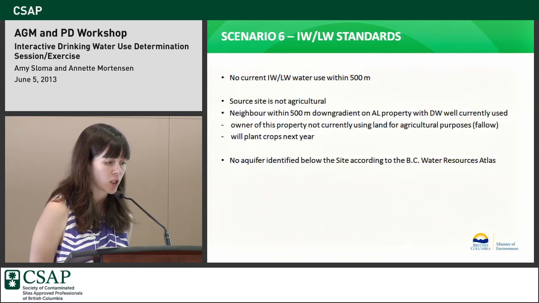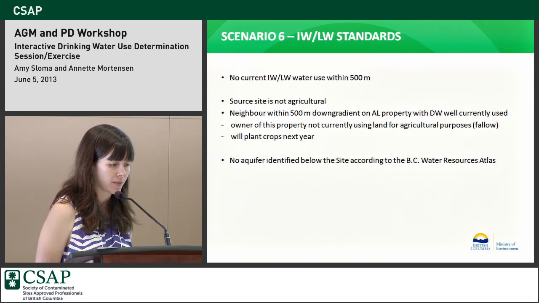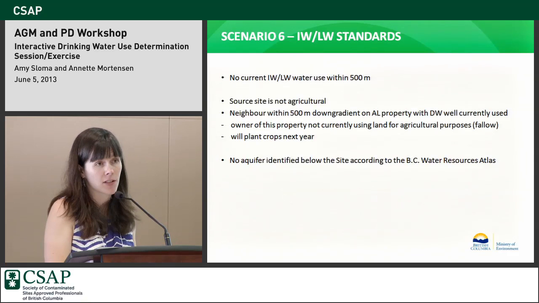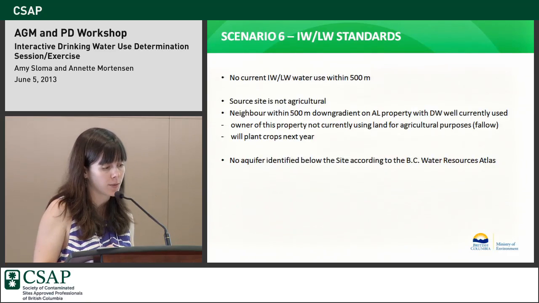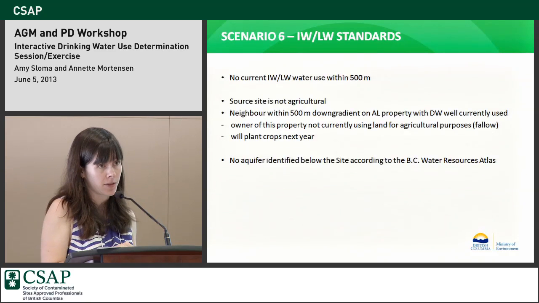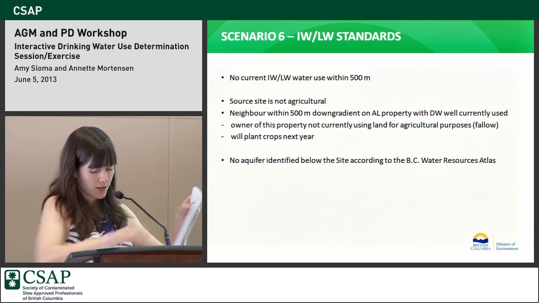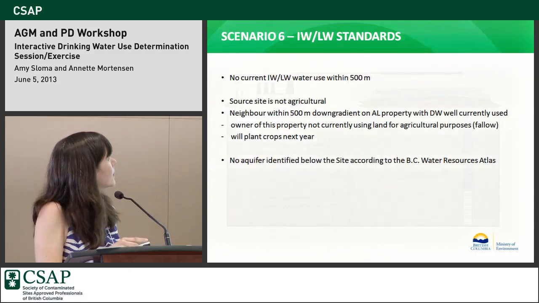But if you're not currently using it for IW and LW, the source site isn't agricultural, but you have a neighbor that is agricultural and they have a well and they're using it for drinking water, and it's going to be for agricultural purposes next year. So what standards would apply in this instance?